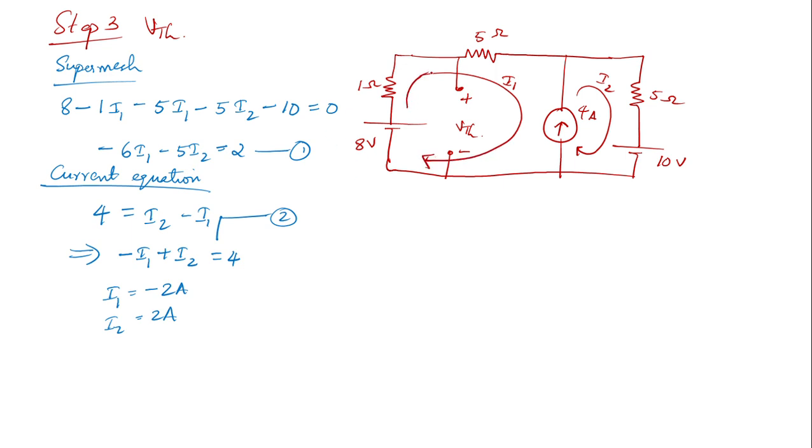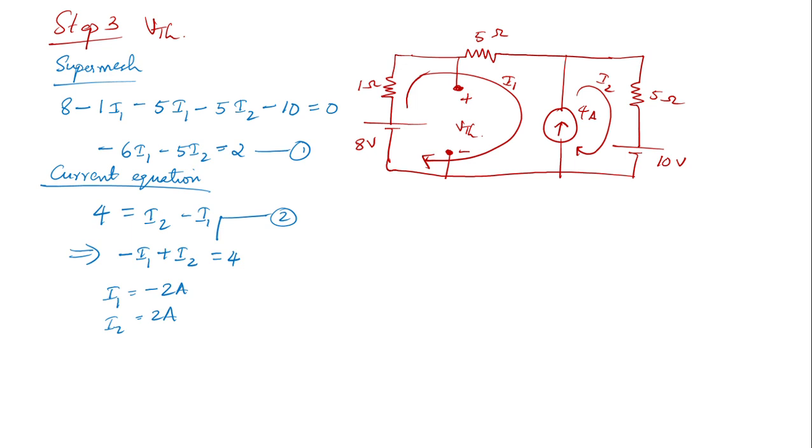Once you have completed the mesh, you need to find out the value of VTH. As I have already mentioned, in order to find out VTH, you just go from the positive to negative. You take the smallest path. The smallest path over here would be either I can go like this, but you can see over here if I'm following this path.